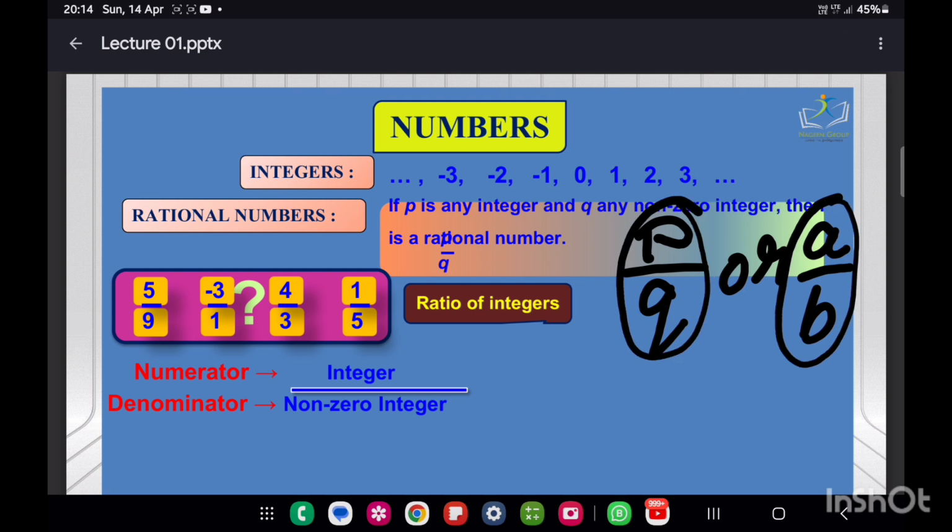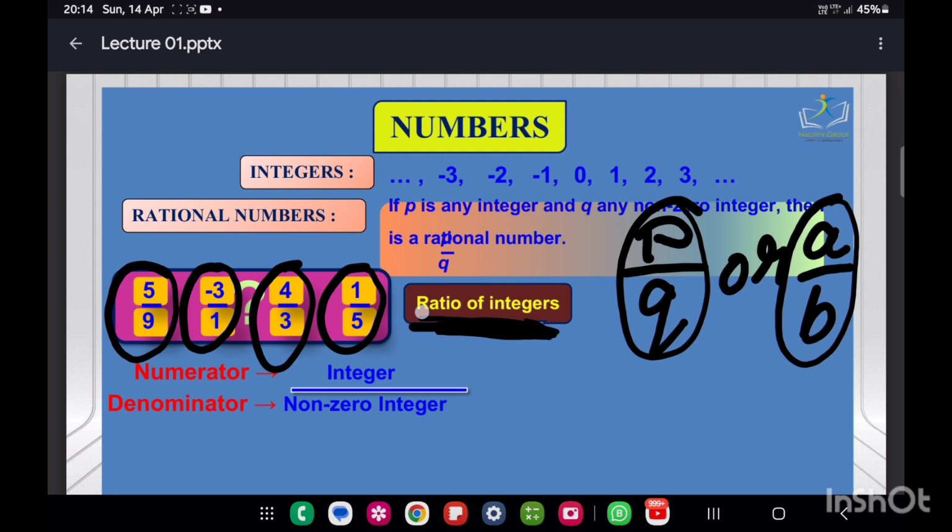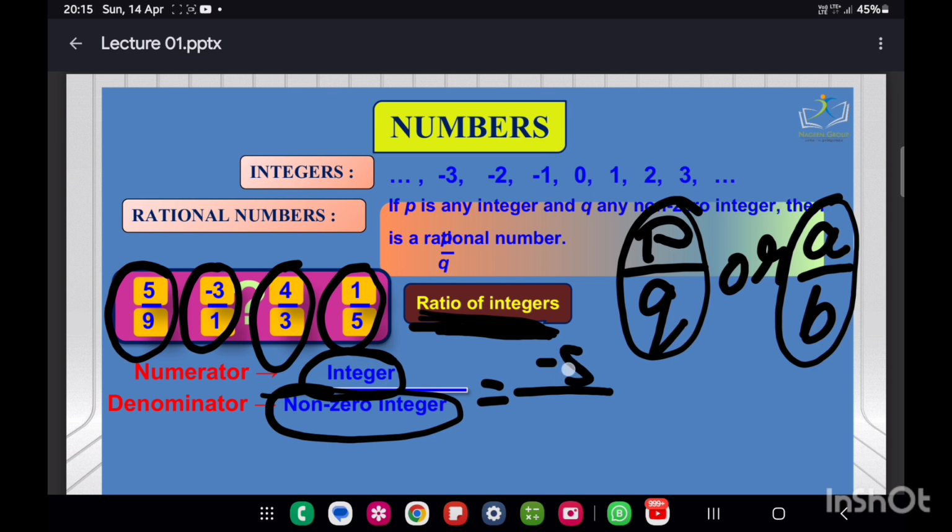A rational number may be expressed as 5 by 9, -3 by 1, 4 by 3, 1 by 5, etc. It is in the form of a ratio of integers. In the numerator, an integer should be there. In the denominator, a non-zero integer should be there. For example, non-zero means it should not be zero. Integer means any number, -3, -2, -1, -8, anything we can write. And a non-zero integer may be 1 or 2 or anything.